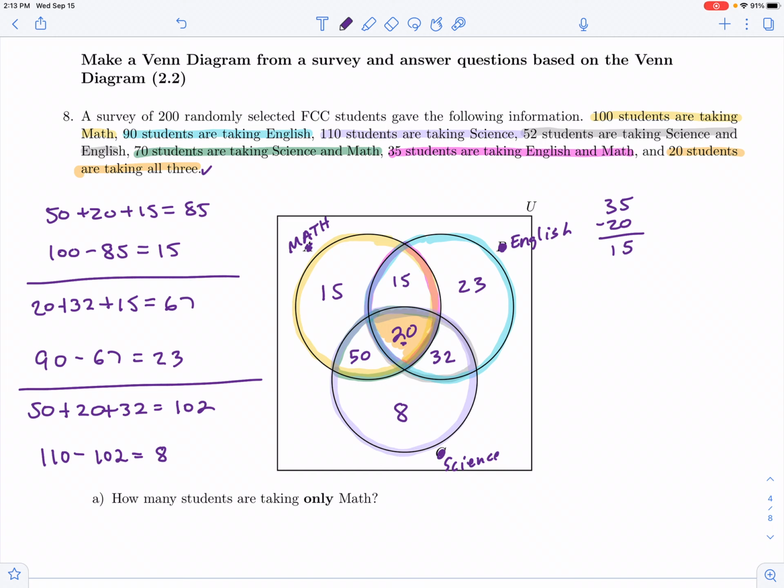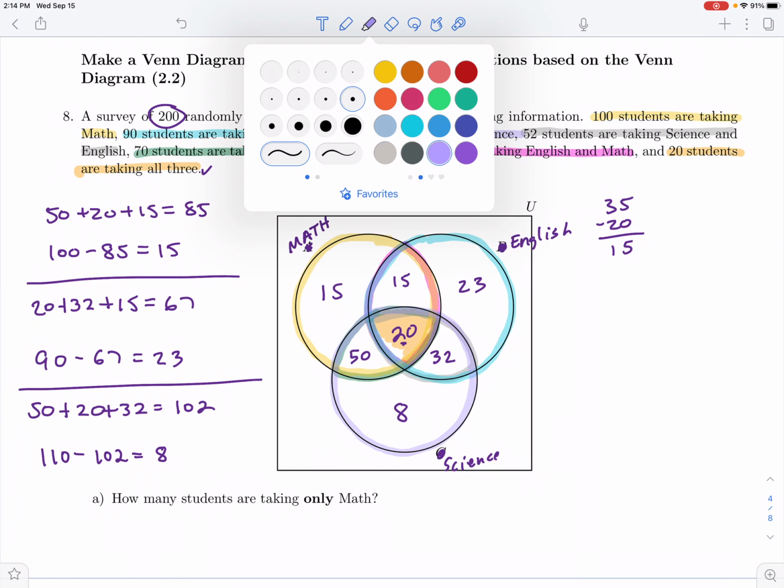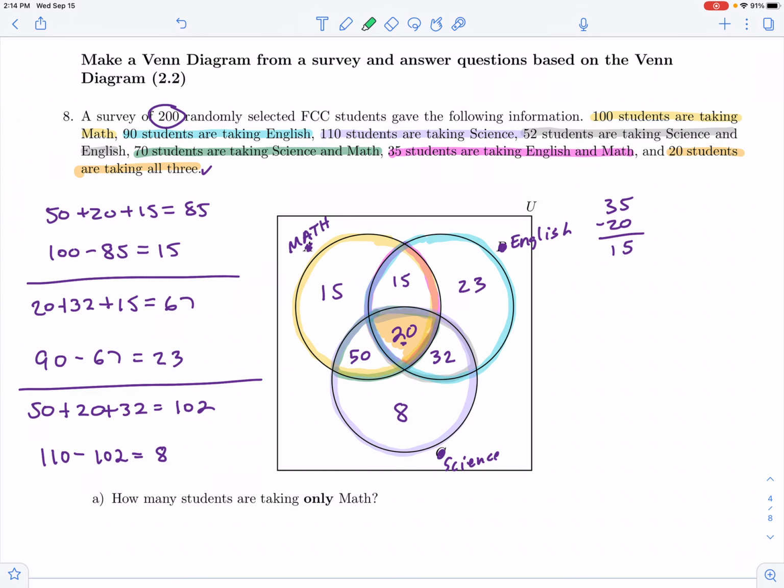So the only thing we haven't used yet is the fact that we've surveyed 200 students. So it's possible that there's some students that aren't taking math, English, or science. So we have to check and see how many students we've already accounted for, and any of them that are left over are going to be out in the universal set, and they're going to be the ones that aren't taking any of those 3 classes. So let me get a different color for those guys. So let me use this weird green. So out here is where we're going to put anybody that happens to live in the universal set.